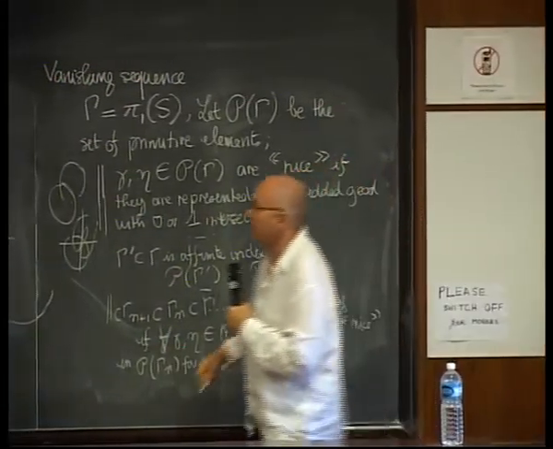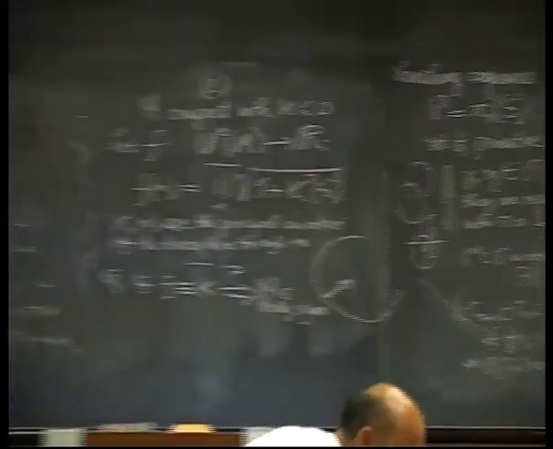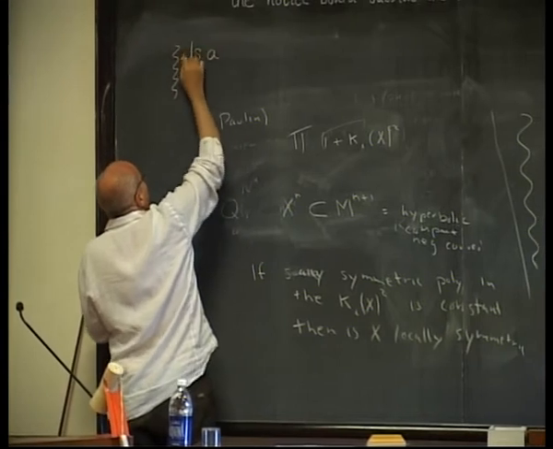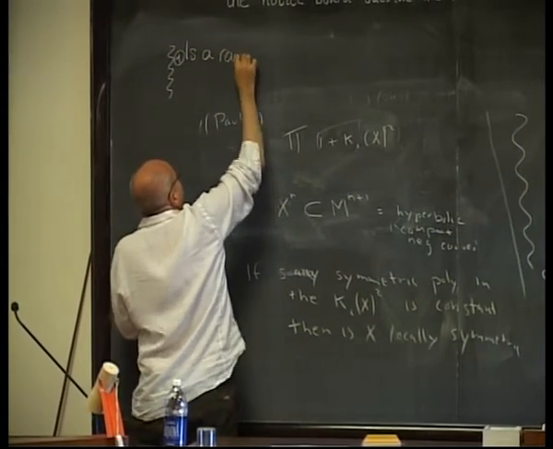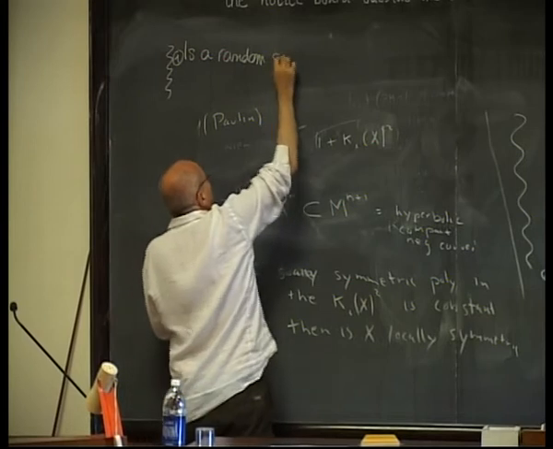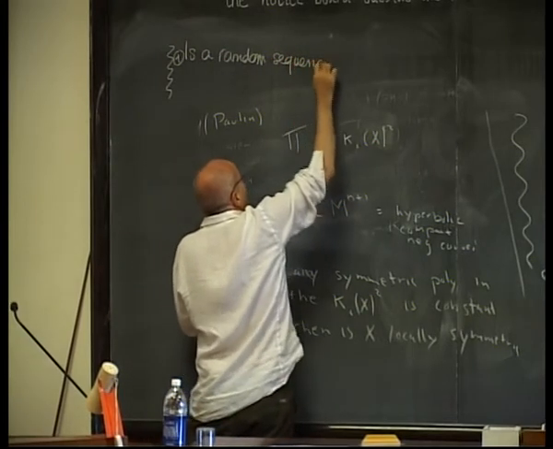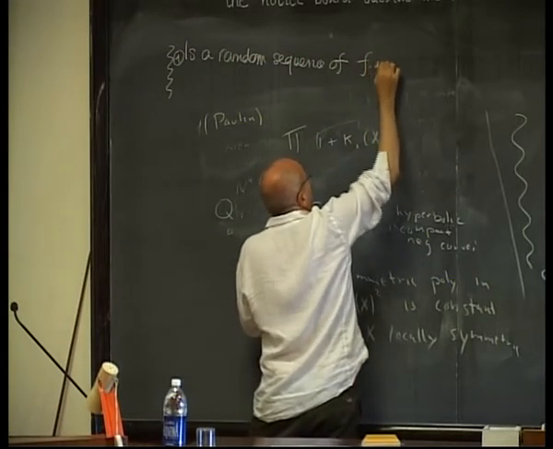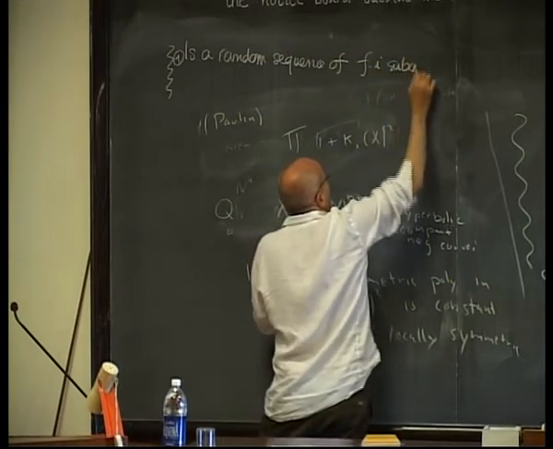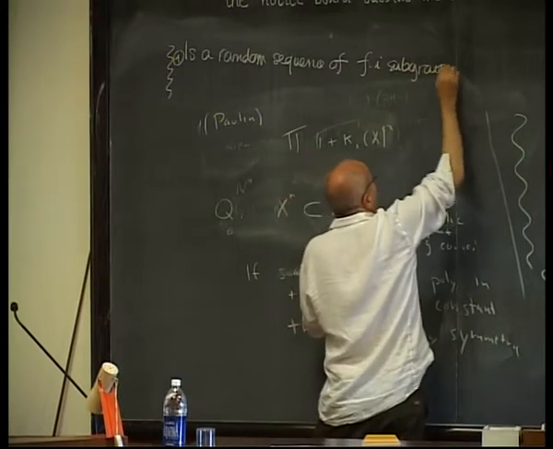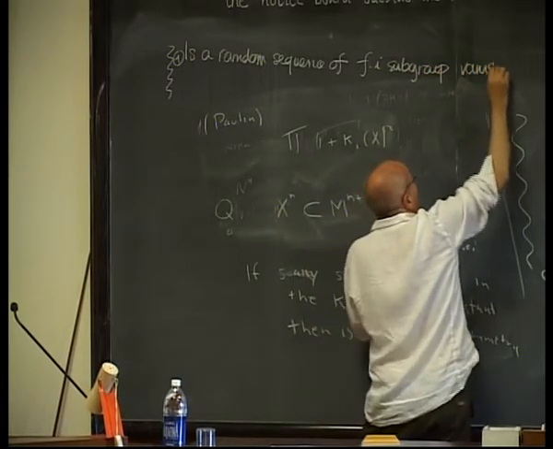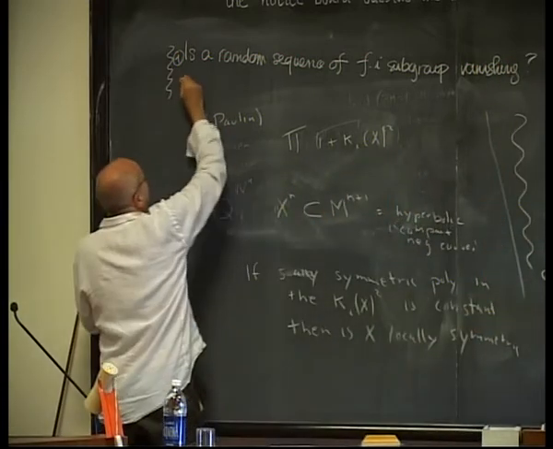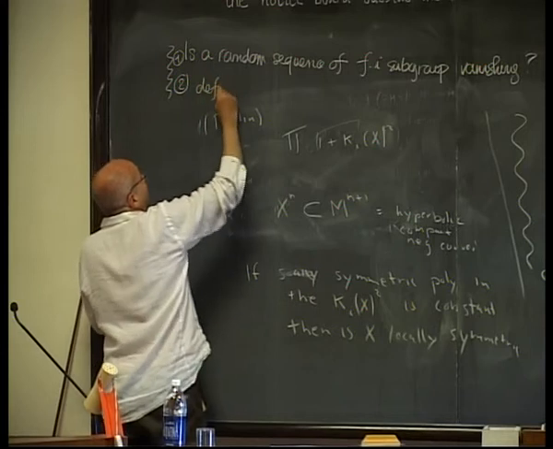So now the question. There are actually two questions. Is a random sequence of finite index subgroups vanishing? And of course, the second question is, define random.